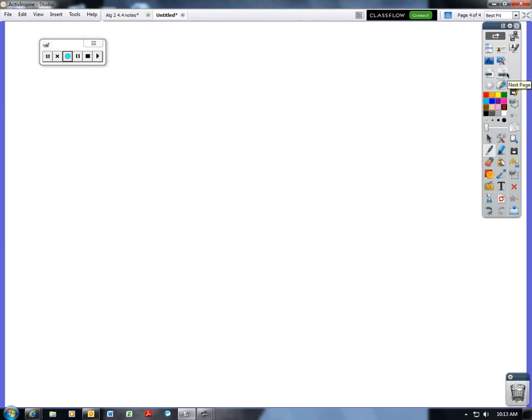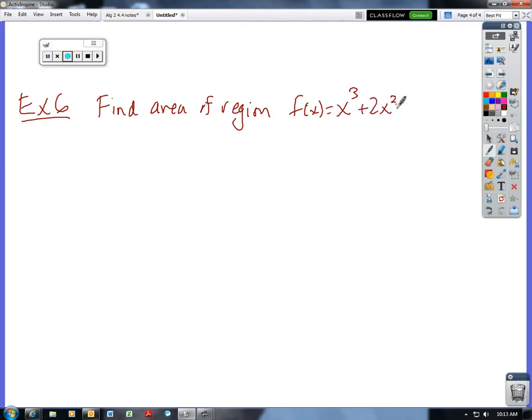And then that brings us to our final example, example 6. Find the area of the region contained by f of x, which is x cubed plus 2x squared minus 3x, and the x-axis. So again, let's assume that you have to do this by hand. And so we have to graph it.